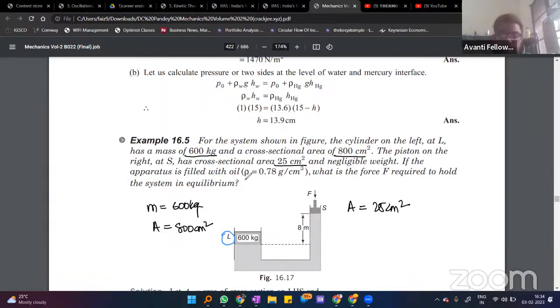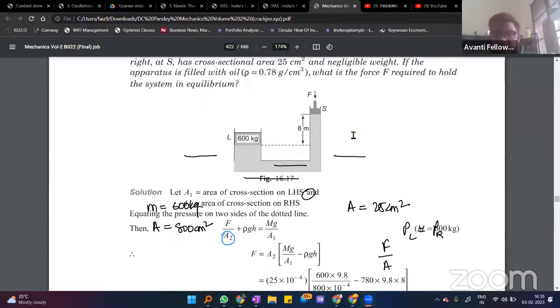If the apparatus is filled with oil and the value of rho for oil is given, what is the force F required to hold the system in equilibrium? So the value of F you have to calculate. Let me just give you a hint. The pressure on both the sides will be equal, right? Pressure on left should be equal to pressure on right if it has to be in equilibrium. On left, the pressure is force by area, right? Okay. Anything else? Any more pressure does it have? Can anyone tell me? Let me just show you.